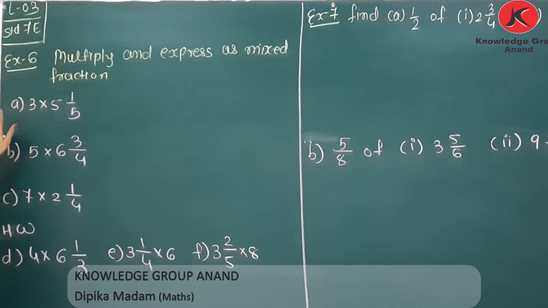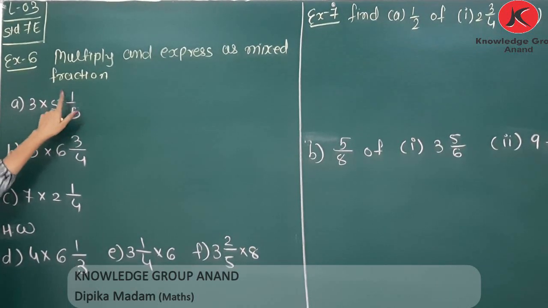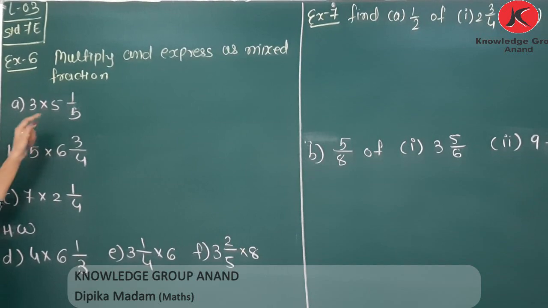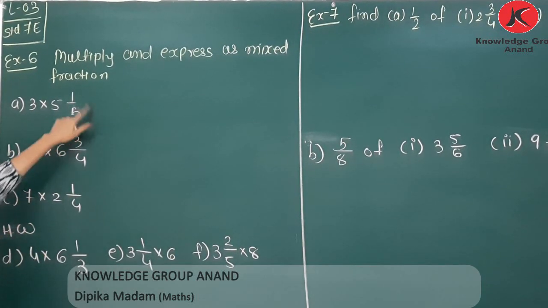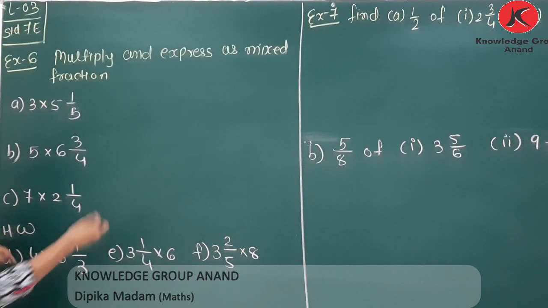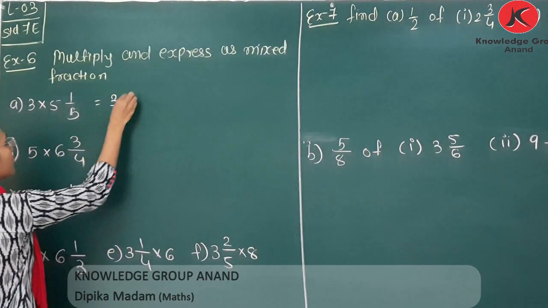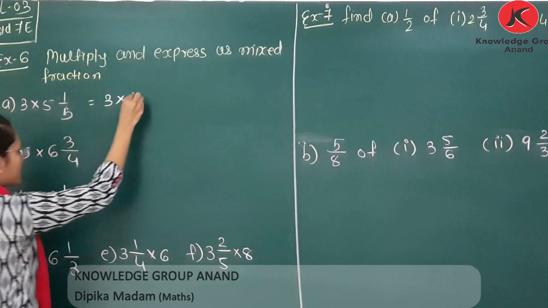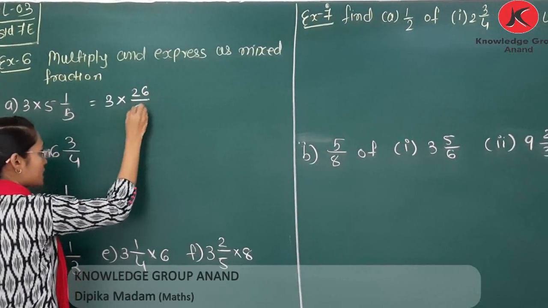Multiplication is given. A is 3 multiply 5 1 by 5. Whenever this kind of mixed fraction is given, first of all convert it into an improper fraction. You cannot directly multiply 5 1 by 5 with 3. First convert this into an improper fraction and then multiply it with 3. So we can write 5 times 5 is 25 plus 1, 26 by 5.